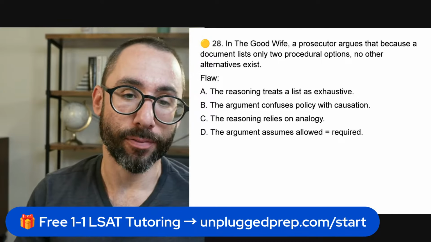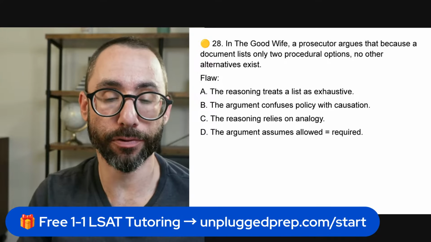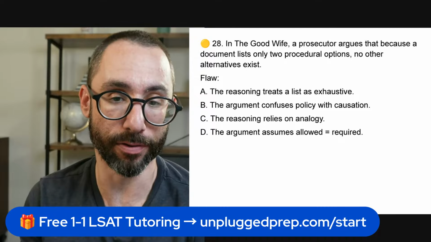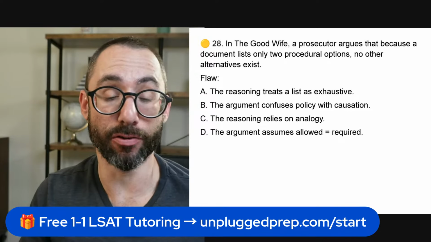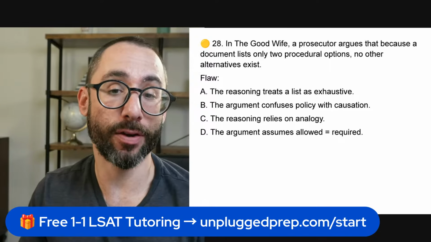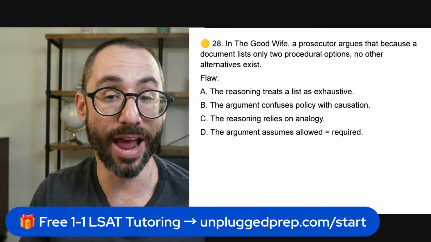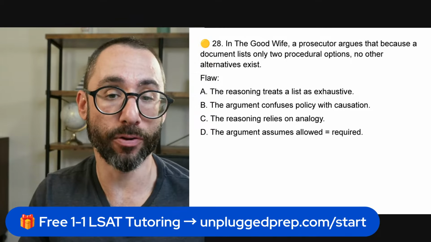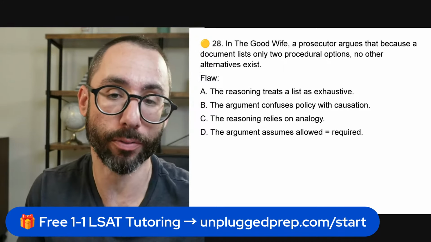In The Good Wife, a prosecutor argues that because a document lists only 2 procedural options, no other alternatives exist. What is the flaw? A, the reasoning treats a list as exhaustive. B, the argument confuses policy with causation. C, the reasoning relies on analogy. Or D, the argument assumes that if it's allowed, therefore it is required, or being allowed equals being required.